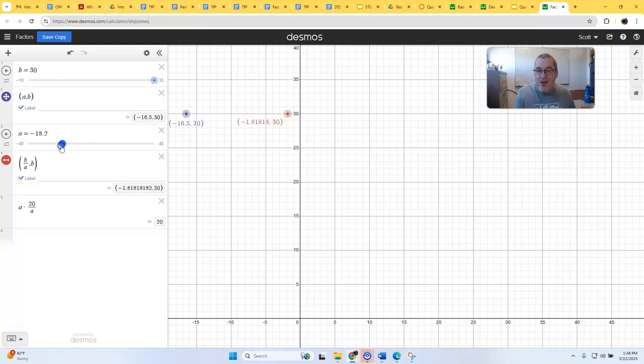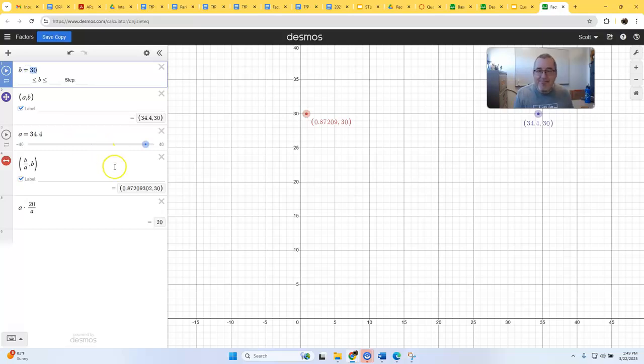So we're now seeing all the factors of 30. I mean, not literally all, but you can imagine I can slide this slider around and give you any two numbers that will multiply to give 30 or any other number that I like. I'm going to pause there before we move on to the next idea.